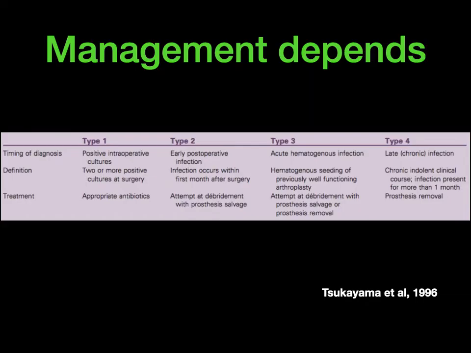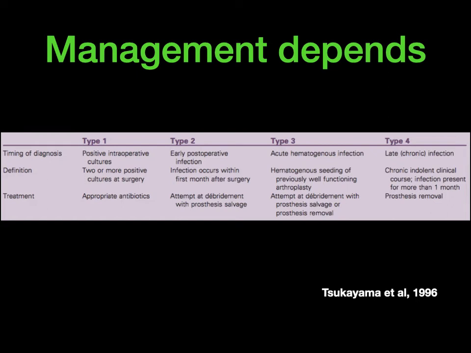How do we go about managing this? The management depends on the type of infection it is, and for simplicity's sake, it depends on the timing of diagnosis. Tsukayama in 1996 described type 1, 2, 3, 4 infections. Type 1 infections are the ones in which you have taken a patient for revision surgery and you find a positive intraoperative culture. So the only treatment would be a prolonged administration of antibiotics.